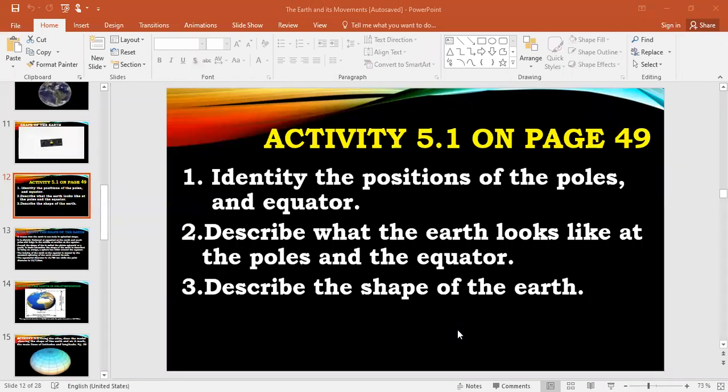Those of you whose microphones are on, please. Yes, for number two, the Earth is flat at the poles and swollen at the equator. So it is flattened at the poles, the north and the south, and then it is what? Swollen at the equator. Swollen at the equator.